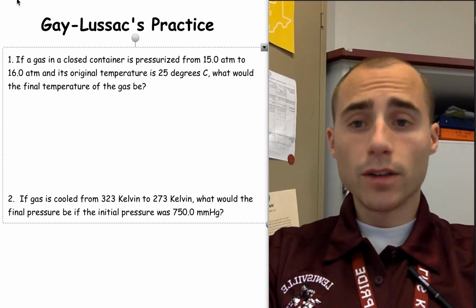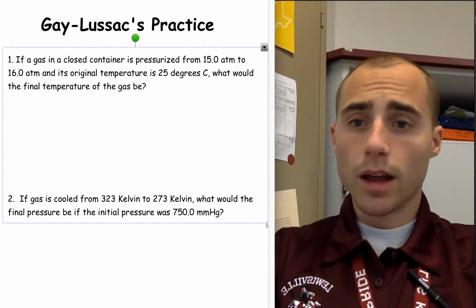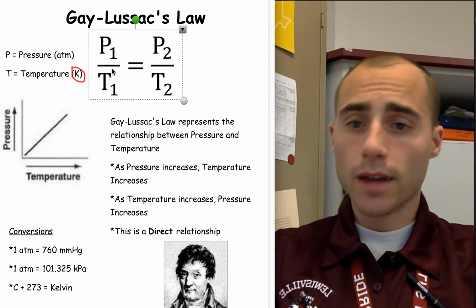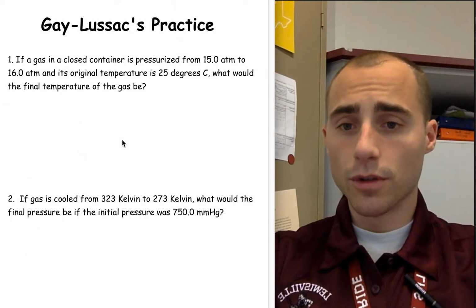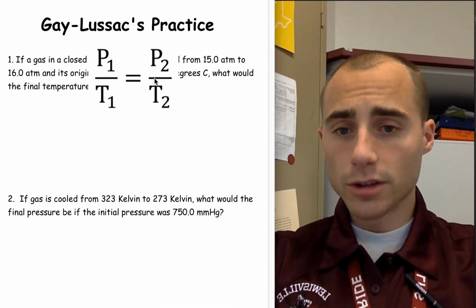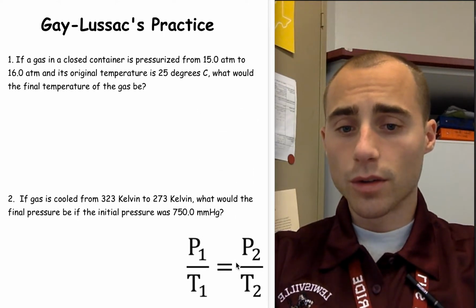So our final gas law, Gay-Lussac's gas law, the relationship of pressure and temperature. If we remember, our formula for that is right here. Pressure 1 over temperature 1 equals pressure 2 over temperature 2. Let's go ahead and bring that in here so that we can see that as we're working through our problems. It's going to be important. We'll just set it down here in the corner.